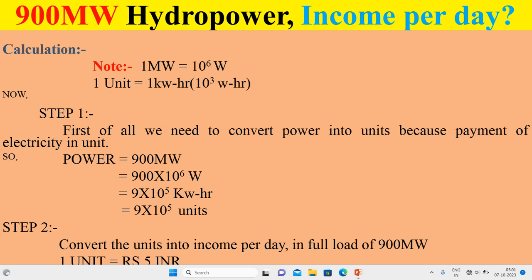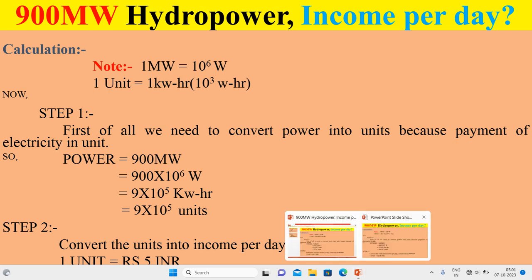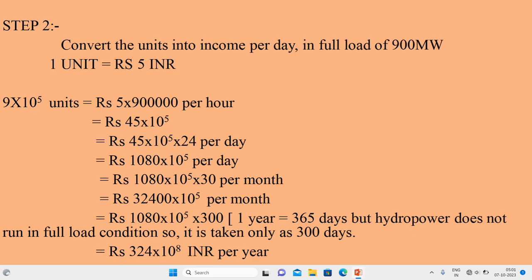In the next slide I'm going to show you. So this is our next slide. So what will we do? 1 unit equals 5 rupees INR, right? So this unit cost will be this much per hour. This 45 into 10 to the power 5 is the per hour figure. If we multiply it with this 5, then we will get the per hour charge.